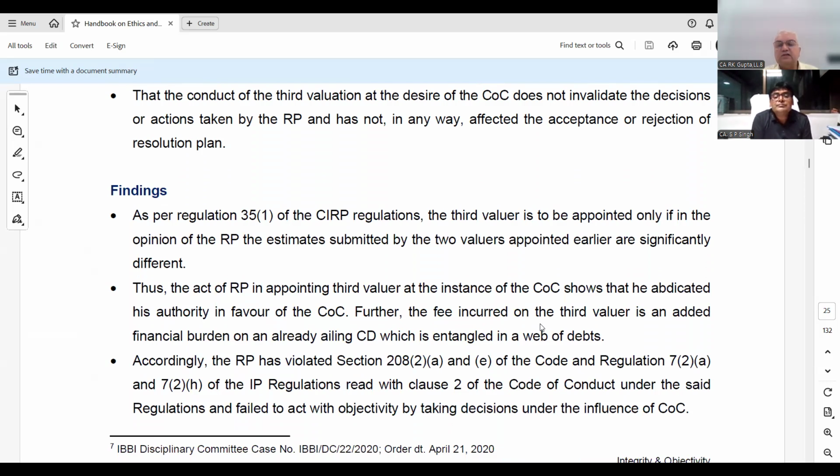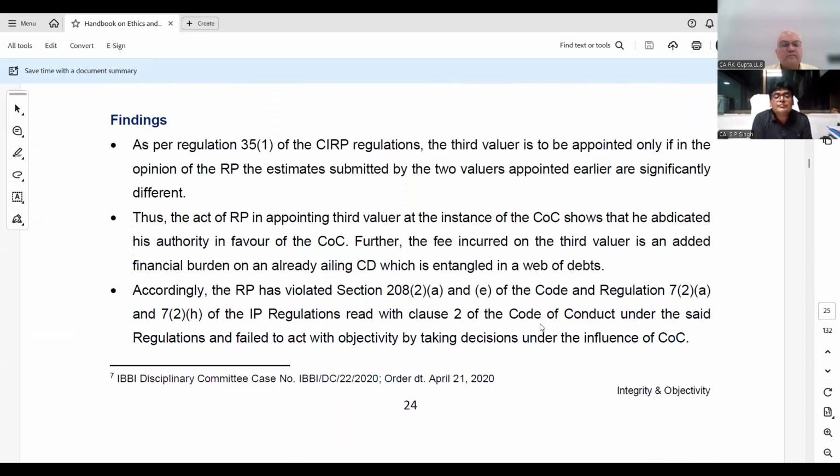Further, the fees incurred on the third valuer is an added financial burden on an already ailing CD, which is entangled in a web of debts. Accordingly, he was found violating.